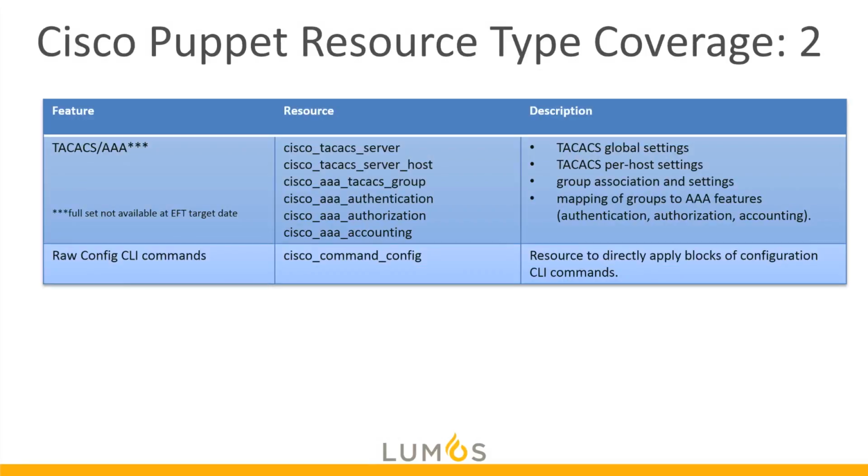So a few additional resources. We have TACACS and AAA. These have actually become a lot more enhanced, or I should say exhaustive, since this first slide was published. And then just raw config CLI. So we actually can just simply configure using Cisco command config almost anything we want, but it's not necessarily as well formulated or well contained as some of the other things like AAA or like interface or SVI. So this is just kind of Wild West, and you can put in anything you want.